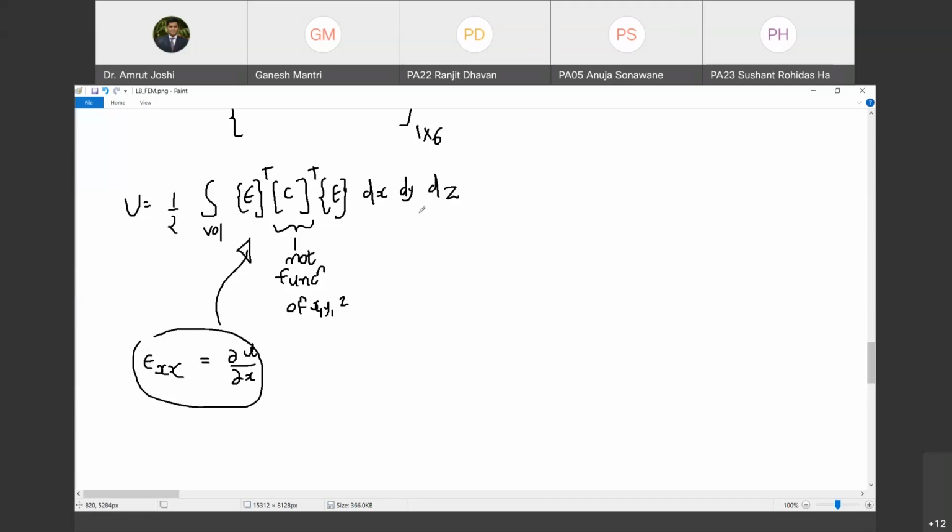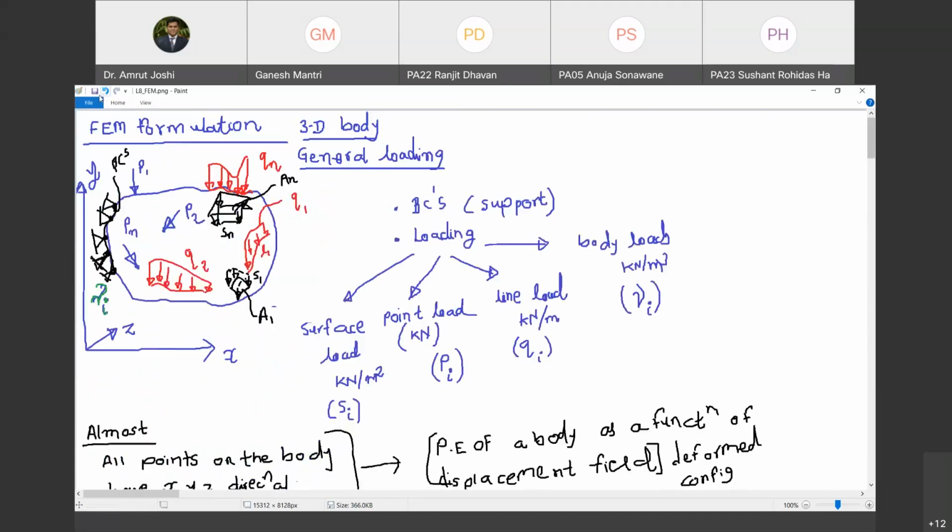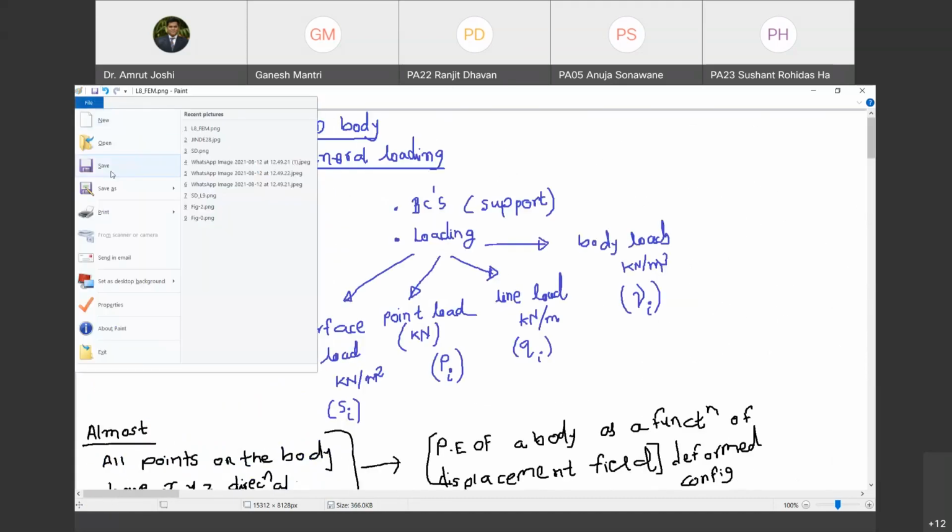We will take it forward in the next class. In tomorrow's class, I will write down systematically these expressions. We will have the strain energy in terms of displacements, and then we will proceed with minimization of potential energy. Are you with me? Okay, so let us stop here today.